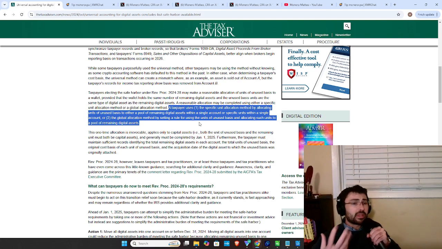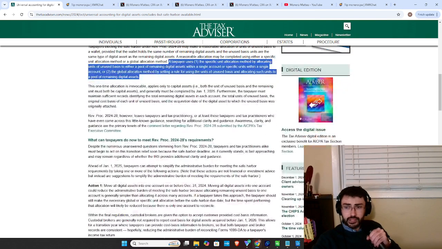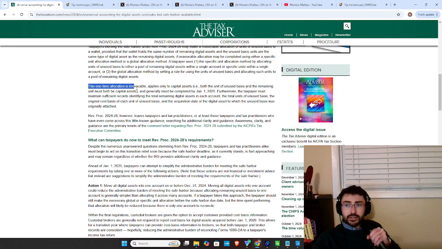But you come up with a reasonable allocation, however they define that, in order to reestablish your basis. Okay. It's irreversible, which means you can only do this once. You can't go back and change your basis again after this. And it applies only to capital assets.